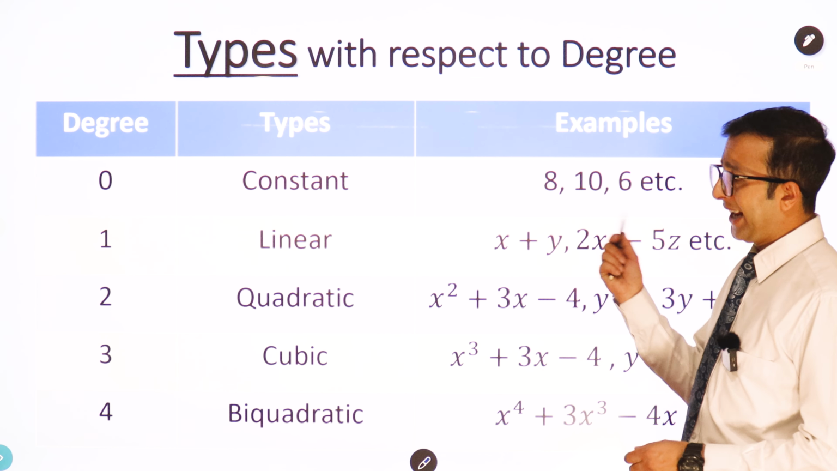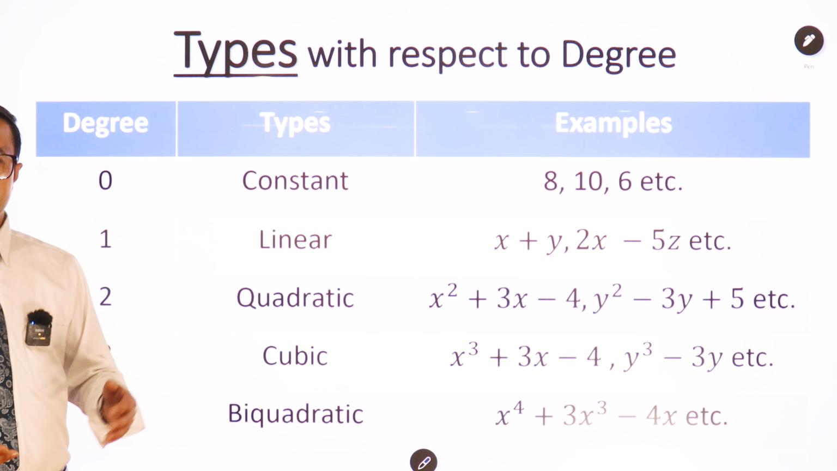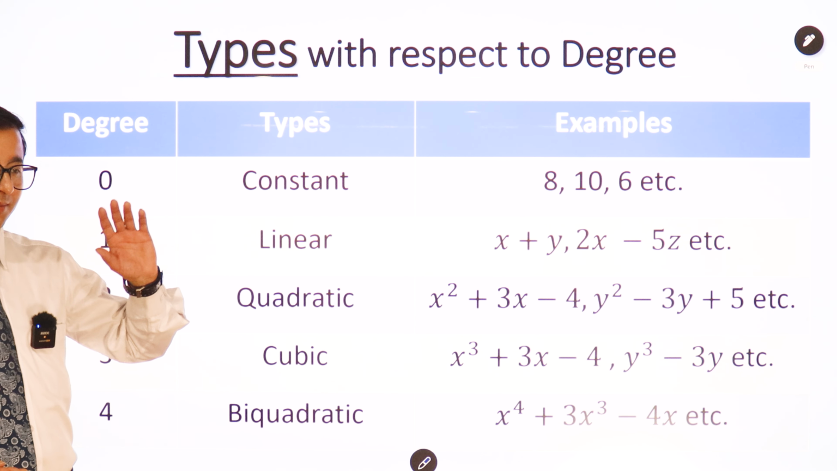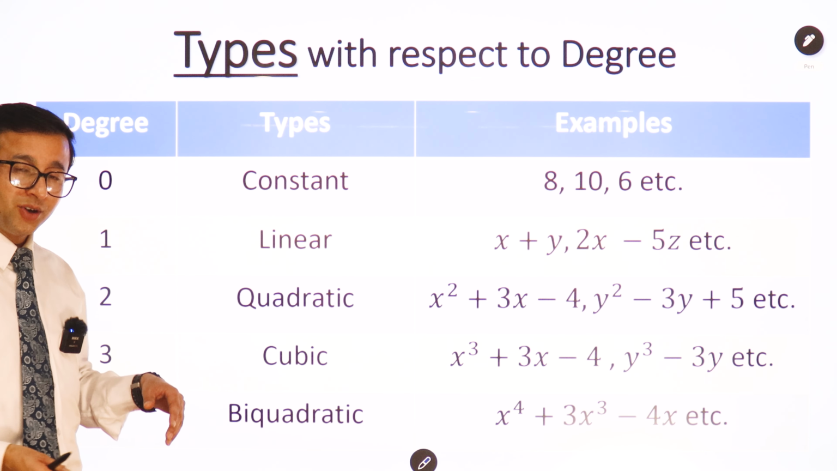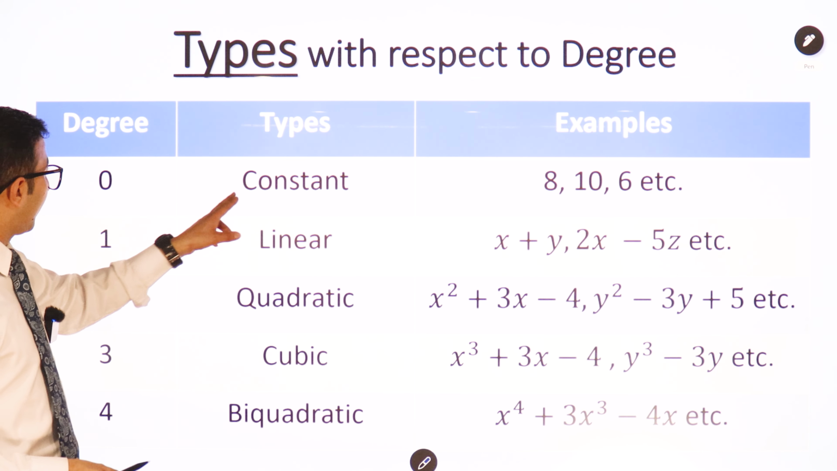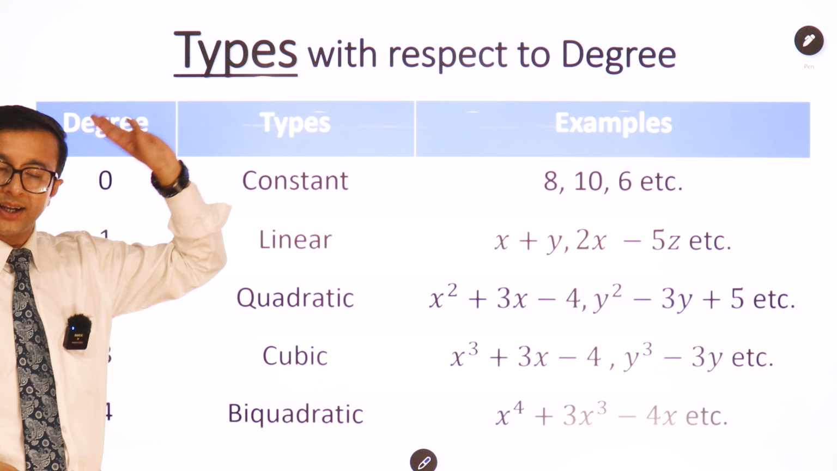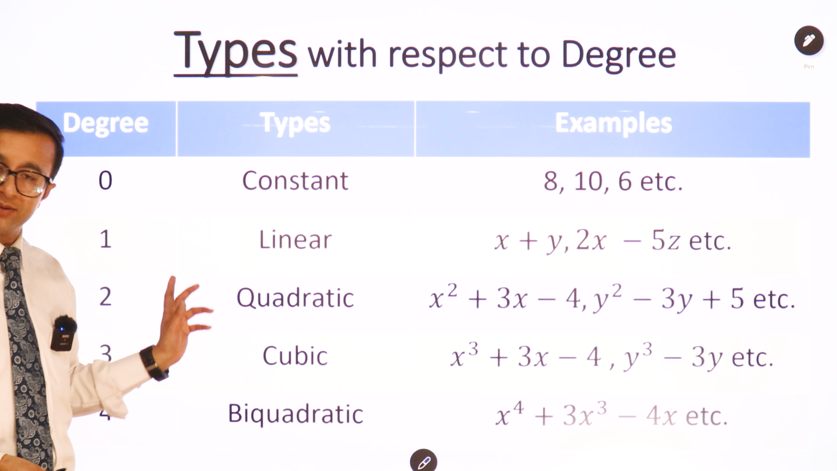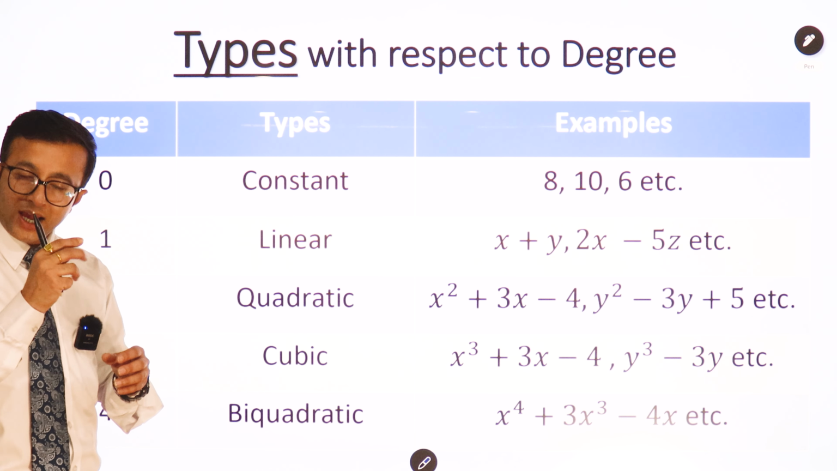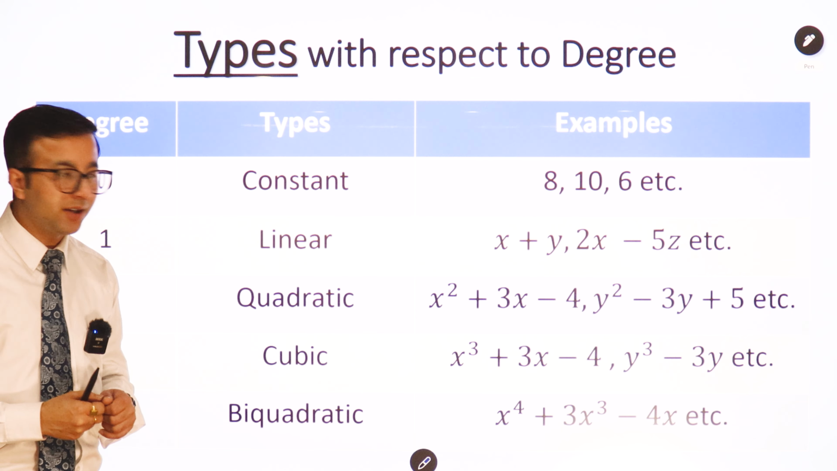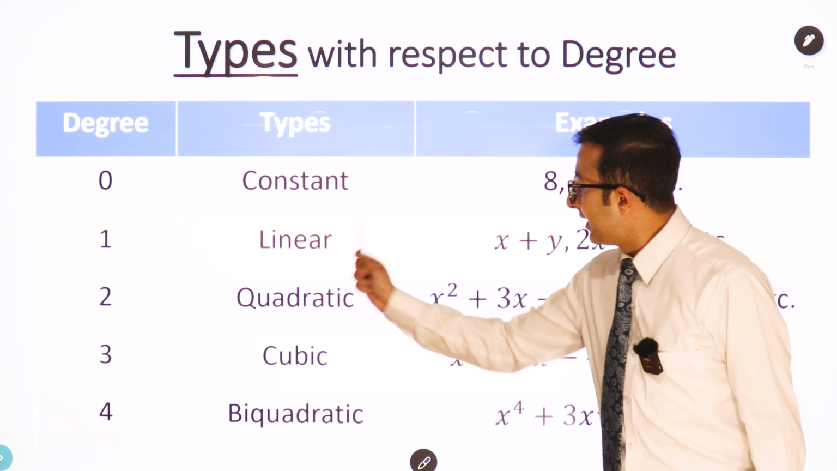Now the next thing is the types of polynomials with respect to degree. In the previous slide we saw the types of polynomials with respect to the number of terms. Here are the types with respect to degree. Look at here first, degree 0, constant. Just look at your examples 8, 10, 6, etc. In the previous slide we also proved that any number which has power 0 is 1, except 0 and infinity. So if the degree is 1, linear.